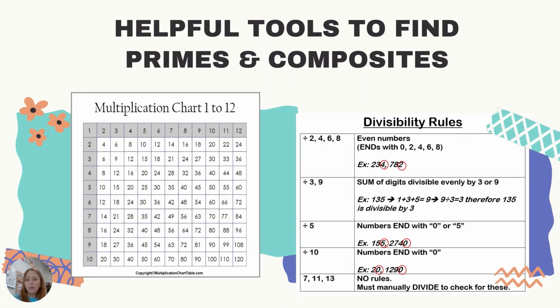There are a few helpful tools to help us with how to find composites and primes. And one of the beautiful tools, as illustrated in the video, is a multiplication chart. Or you can also use the divisibility rules. This works beautifully for numbers that are big numbers.